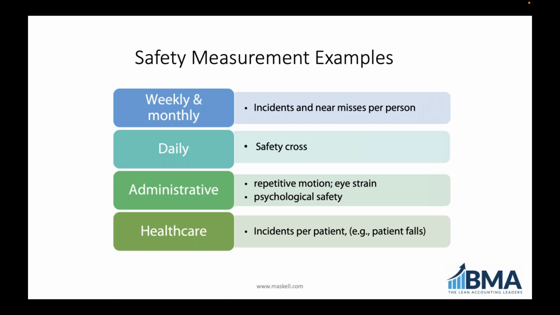You want to measure incidents and near misses per person on a daily, weekly, or monthly basis. On a daily basis, a safety cross: did we have any incidents today? Yes or no? The idea of the cross is you have the 30 days of the month there and you just mark them red or green. You can have safety issues in administrative processes. People sit at computers all day, with repetitive motion, eye strain, psychological safety. Healthcare safety is very important from the patient viewpoint. Patient falls, okay?